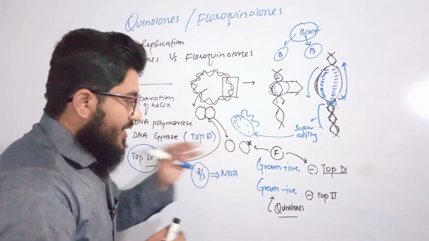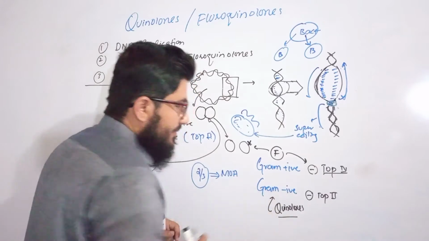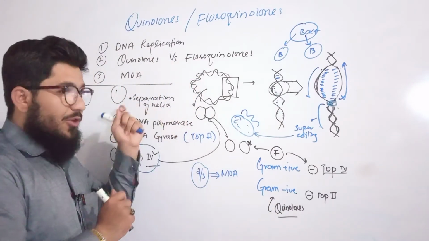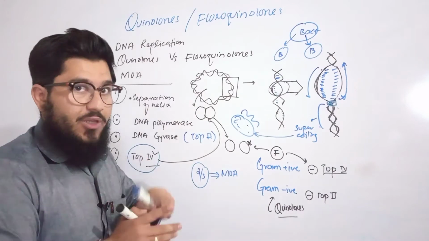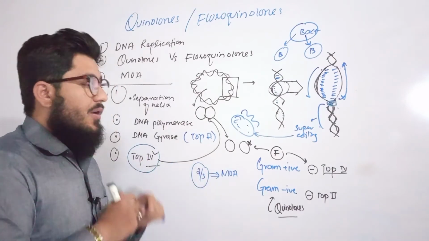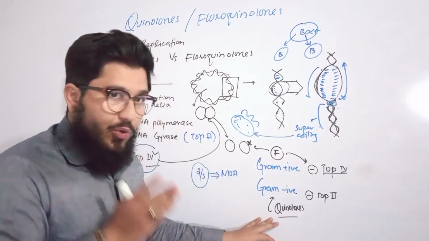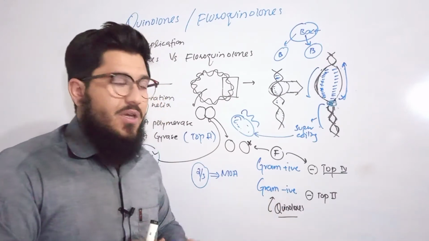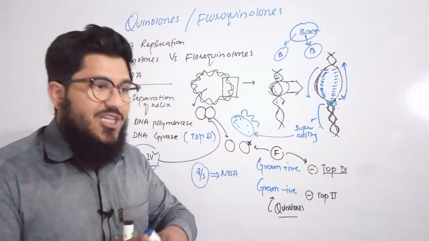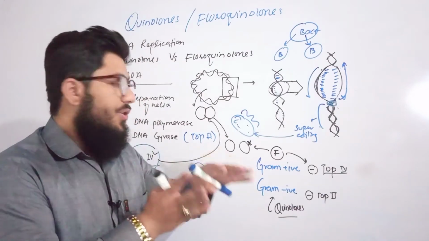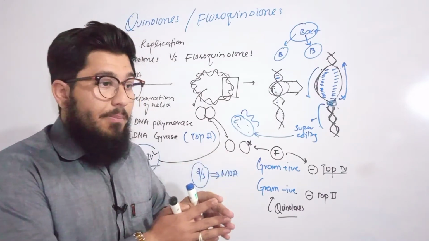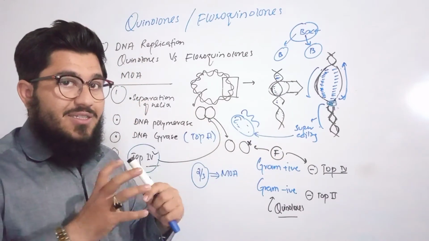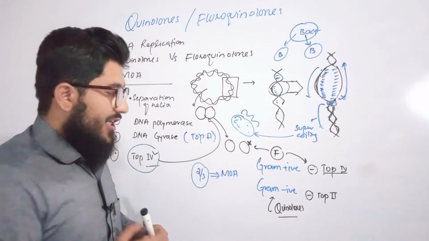Now let's come towards the next point, that is the gram negative. If we are indicating the fluoroquinolones and quinolones, I am including both. Why? Very simple. In the beginning, when the quinolones were discovered, they were supposed to inhibit just the gram negative topoisomerase 2. It means their action was observed merely on the gram negative bacteria. But with the advent of time, what happened? The synthetic modification took place in the quinolones.